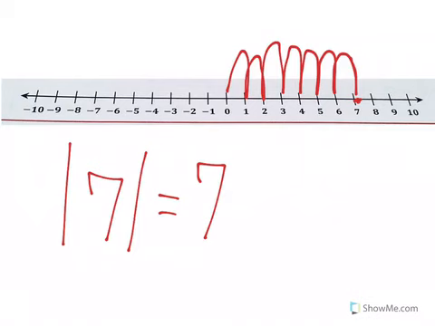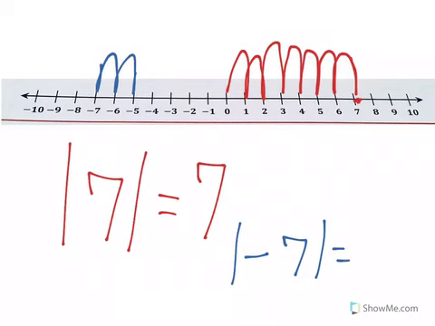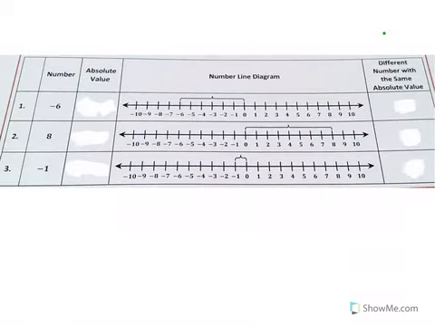Now, what about the absolute value of negative 7? 1, 2, 3, 4, 5, 6, 7. The absolute value of negative 7 is also 7 because that's how many equal-sized integers or digits or however you want to say it, that's how far away it is from 0. Okay? Let's go through some examples here.